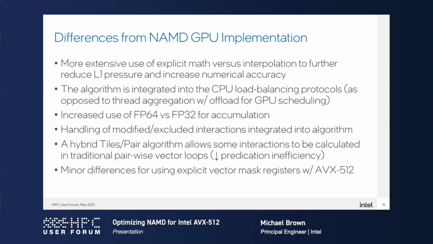The algorithm is integrated into the NAMD CPU load balancing protocols, as opposed to thread aggregation with offload for GPU scheduling. There's increased use of double precision versus single precision for accumulation. A hybrid tiles and pair algorithm is used to allow some interactions to be calculated in traditional pairwise vector loops, and this helps to reduce the predication inefficiency from clustering. Finally, there are some minor differences for using explicit vector masks with AVX 512.